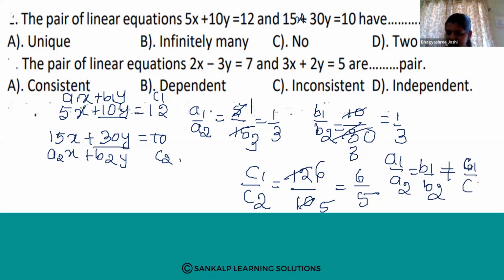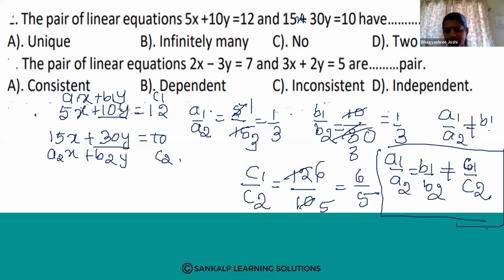That means C1 divided by C2. Right? A1 divided by A2 value is 1 divided by 3, B1 divided by B2 is also 1 divided by 3. That means these two ratios are equal, but not equal to the third ratio, that is C1 divided by C2. See, when you get this result, then are the solutions unique? No, they are not unique, because in order to get unique, the condition should be A1 divided by A2 is not equal to B1 divided by B2. But here it is not possible.